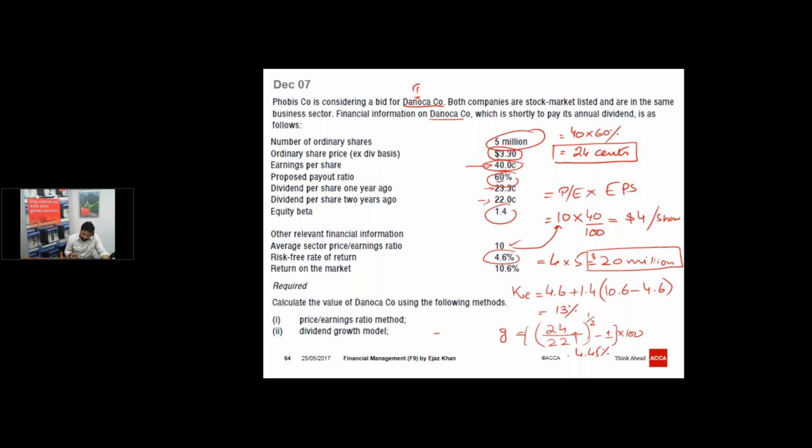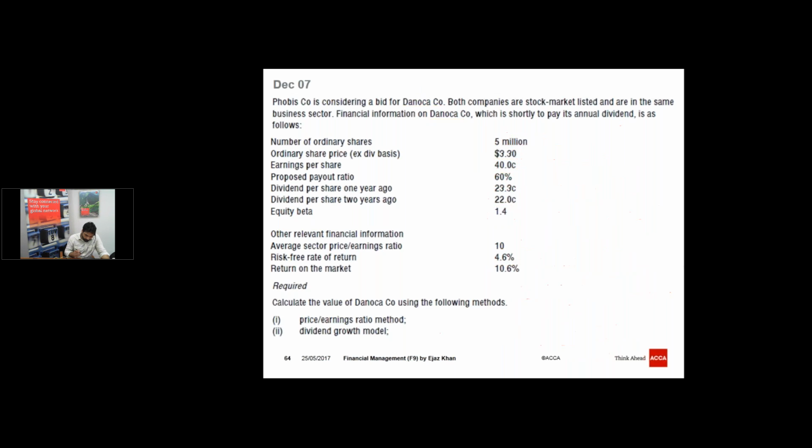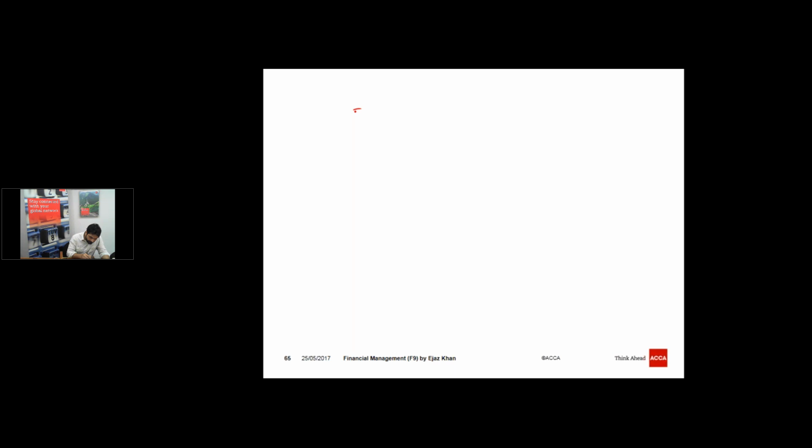Let's now put the values in the dividend growth model to calculate the cost of equity. So we have current dividend, 24 cents. The growth is 4.45%, so 1.0445, divided by cost of equity, which is 13%, that is 0.13, minus the growth 0.0445. So what's the answer?